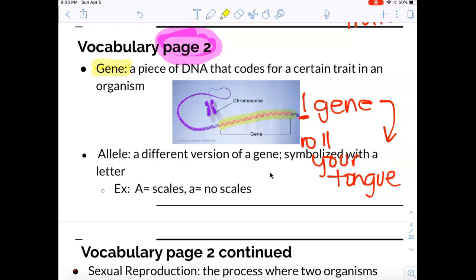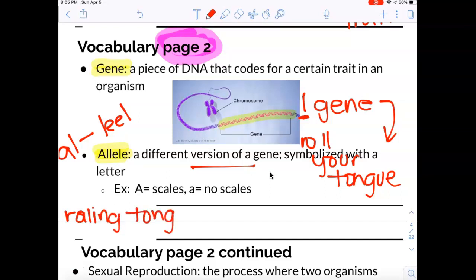Now this term is probably pretty new to you. You may not actually have heard of it, and that's totally okay. It's an allele. Allele is how you pronounce it. It's different versions of a gene. So for example, it could be having scales or no scales. For the example I just gave you, it would be a rolling tongue, or you can't roll your tongue. So the alleles are the version. The gene is that segment of DNA that's going to code for whatever trait it may be.